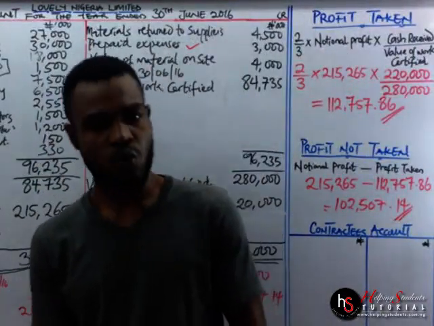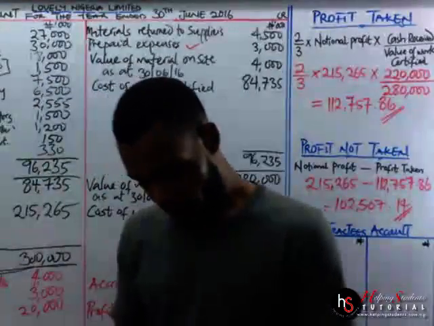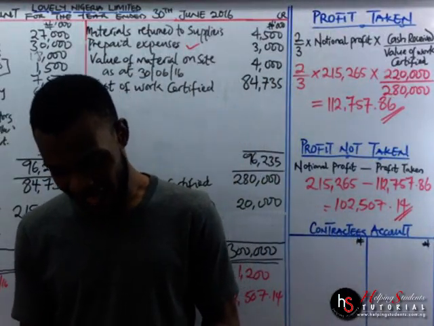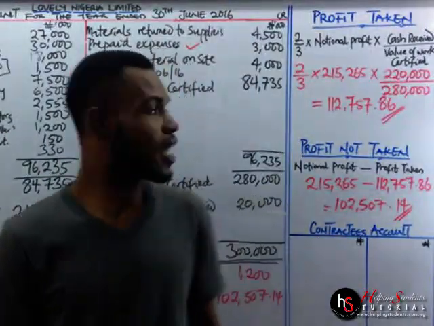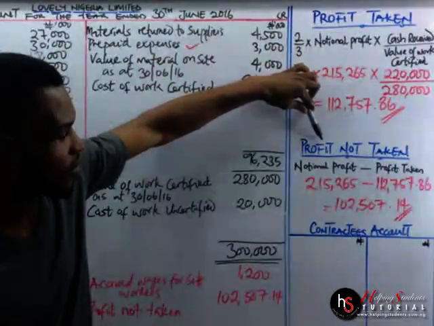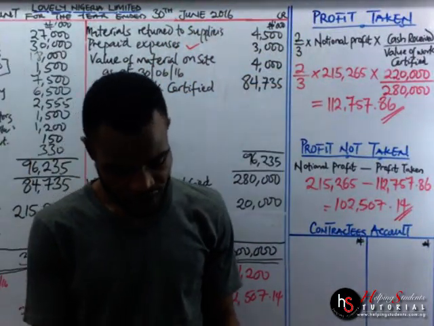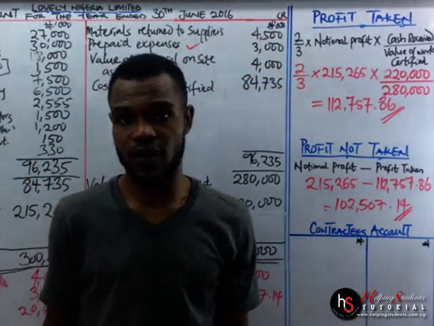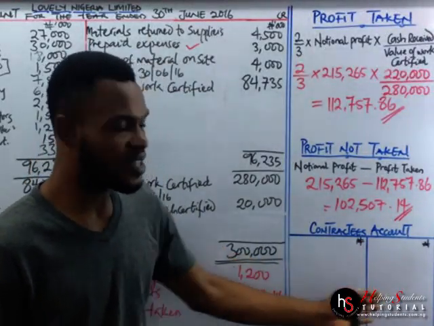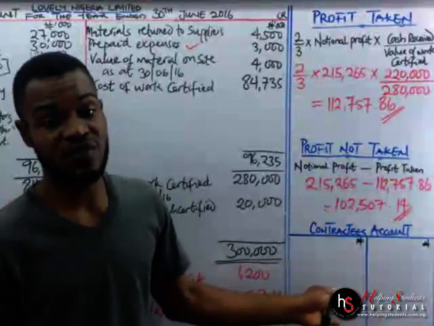So, with what we've just done, we've answered this question, alright? Remember, if you go back to the question, it says we should prepare the contract account. Secondly, profit to be taken at this stage of the contract. Now, as you can see on the board, we've calculated our profit taken and profit not taken. So the third question says the contractee's account. And that is what we have here. It's a very simple format, very, very easy.